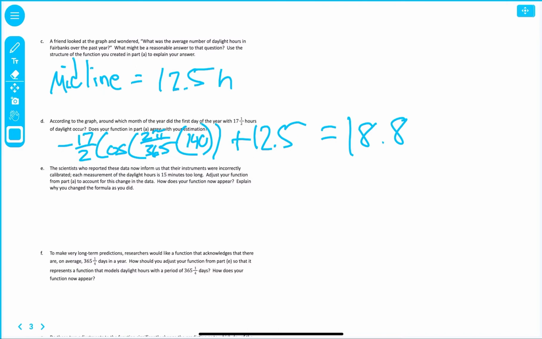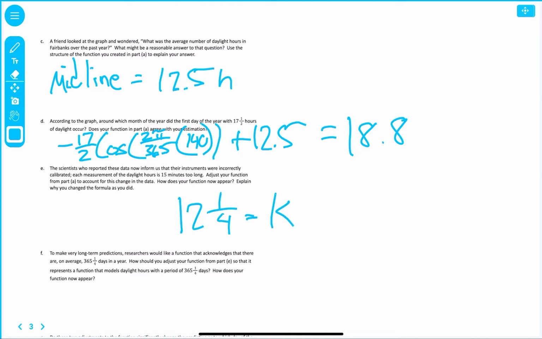Okay, yeah, our K, right? We've shifted it up 12 and a half. We got to bring it back down 15 minutes, right? So what is it going to be? What, 15? That's a quarter? Quarter of an hour? So it would be 12 and a fourth is our K.